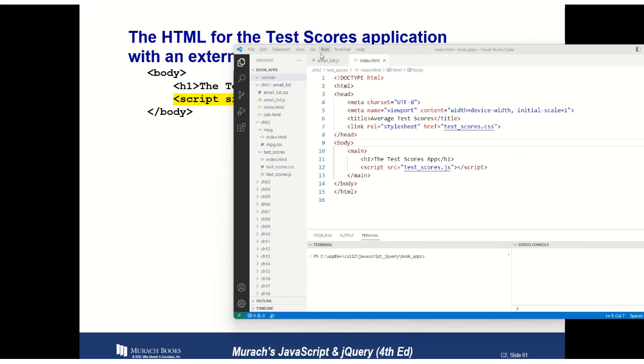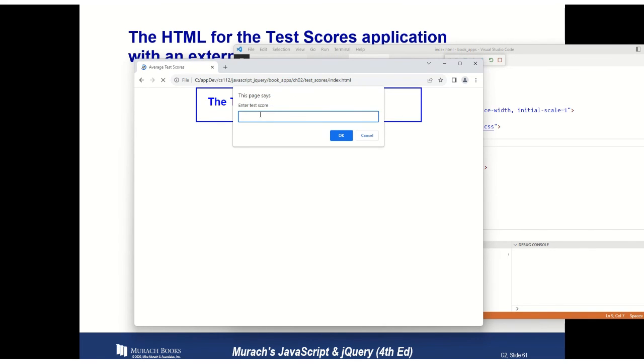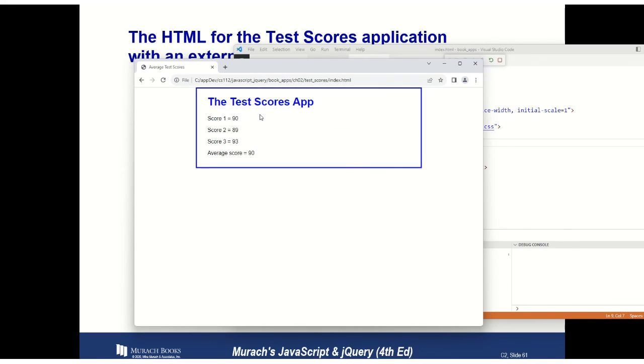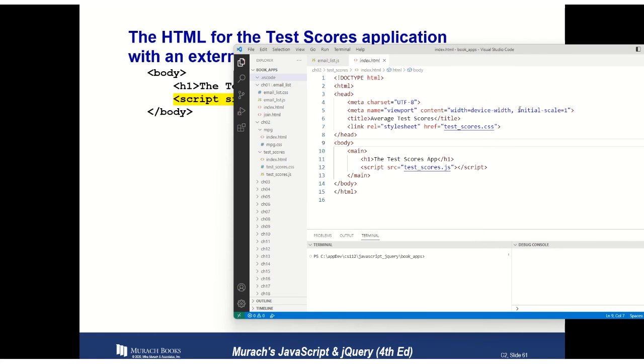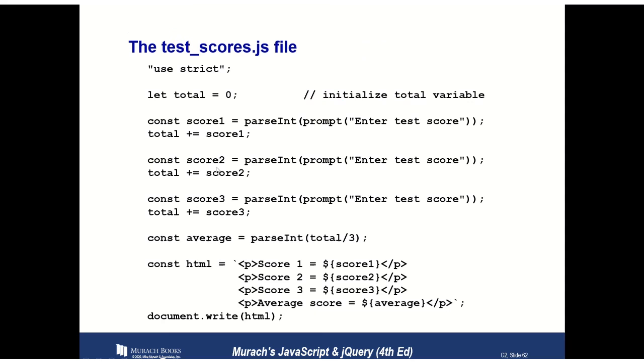So let's run it, run without debugging, and then we do the test code. Let's say the first test code is 90, the second one is 89, the third one is 93. Once you do that, you see the average score is basically 90. Okay. So these are all integers, that's why you are getting the rounded off numbers.